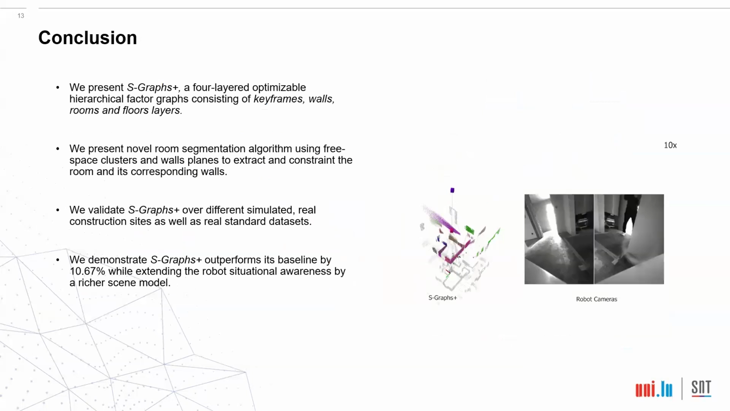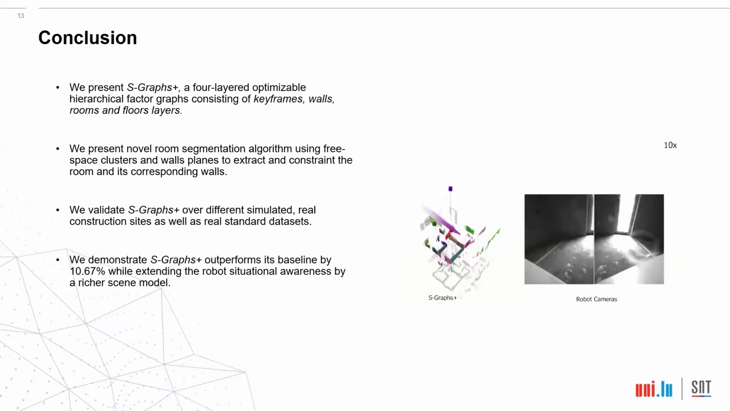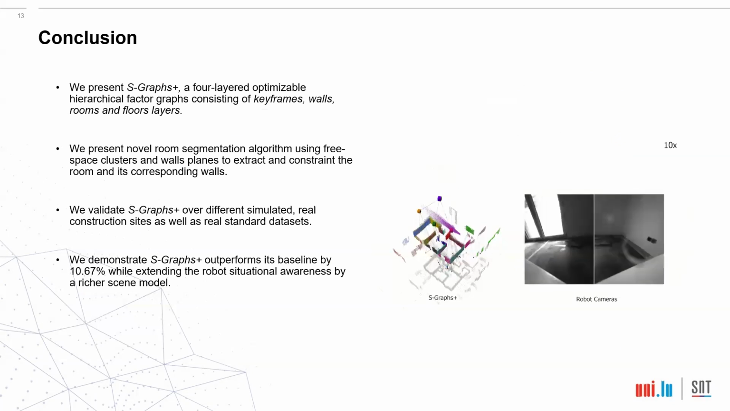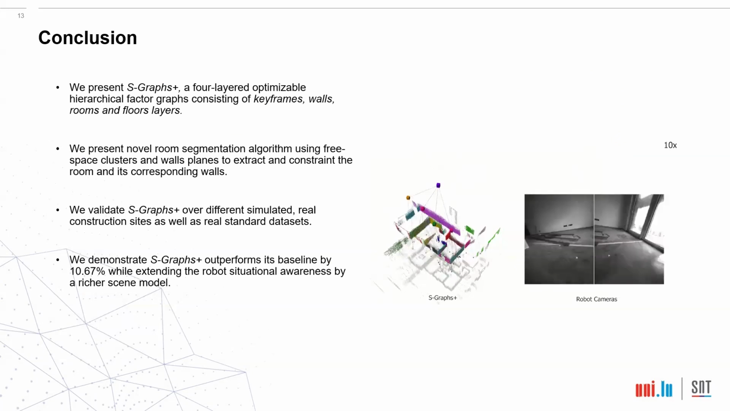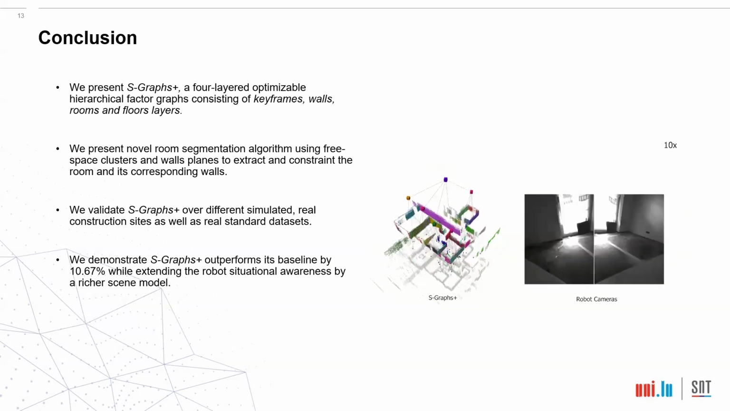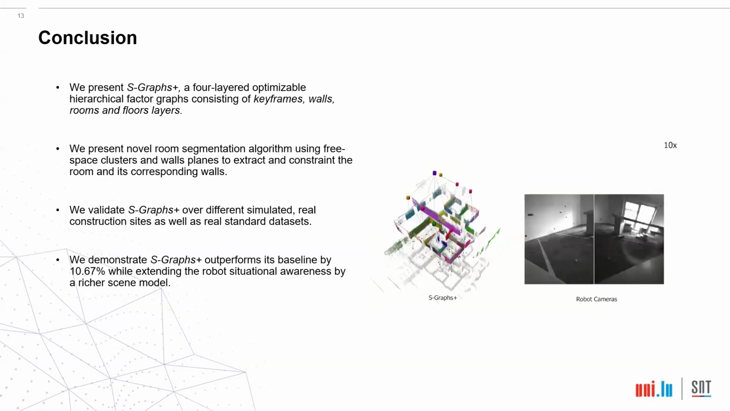To conclude, we present S-Graph Plus, a 4-layered optimizable factor graph consisting of keyframe, walls, rooms, and floor layers, continuously optimizing this 3D scene. We present a novel room and floor segmentation module to extract this high-level scene information. We validate S-Graph Plus on simulated, real construction site, and standard datasets. And we demonstrate that S-Graph Plus outperforms its baseline by a margin of 10.6% on average, providing richer robot situational awareness through a richer scene model.